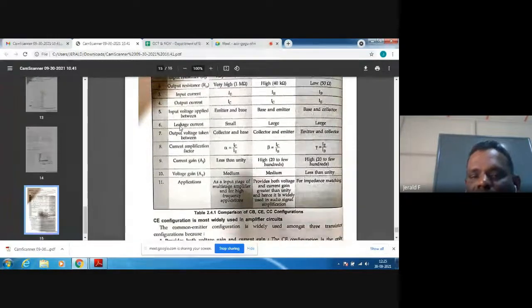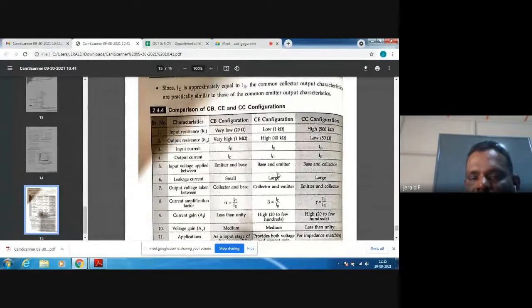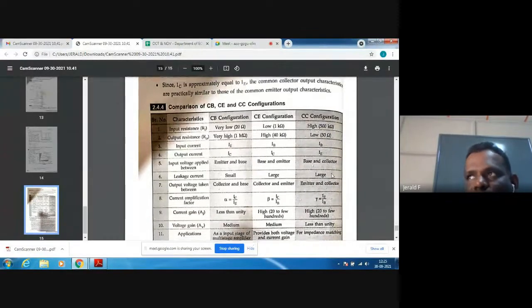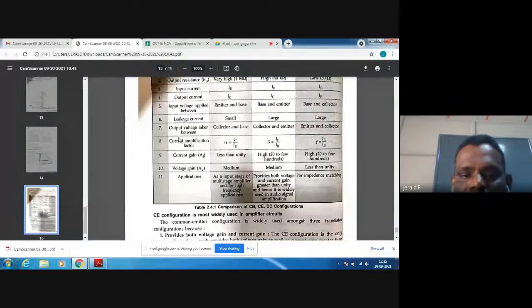Leakage current is at a very small level in common base, and in the other it is very high. Next is output voltage, for collector base and collector base. Then you have the amplification factor. Alpha is equal to IC divided by IE. Beta is equal to IC divided by IB, and gamma. This is alpha, beta, gamma. This is the formula for the current amplification factor.